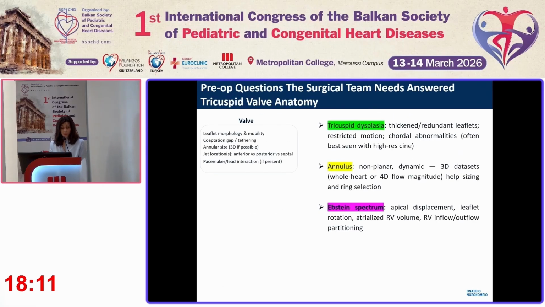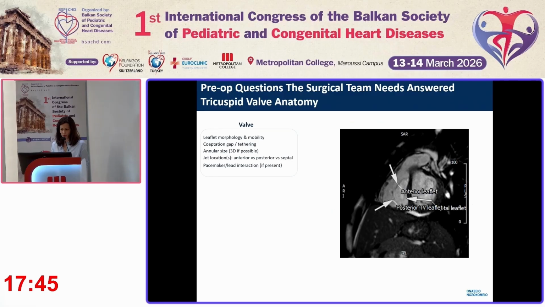In terms of valve anatomy, we try to answer whether this is a primary leaflet disease, or it could be secondary to, for example, pacemaker lead related issues. What the annular dilation is, and whether we can help to size the ring, or if there's any congenital dysplasia, where the CMR has a predominant role.